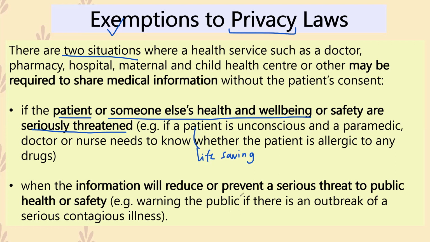Also, when the information will reduce or prevent a serious threat to public health or safety, for example, warning the public if there's an outbreak of a serious contagious illness. In other words, if we think that this patient might have COVID-19 and they're at an event where there are a lot of people around them, we can actually go in and check whether they've had a COVID test done recently and what result they had. So that is another way we can bend the privacy law a little bit. Those are the only two examples in which an exemption to a privacy law can occur. You don't need to learn both, just learn one. Learn the one that makes the most sense to you and the one that's easiest for you to explain.